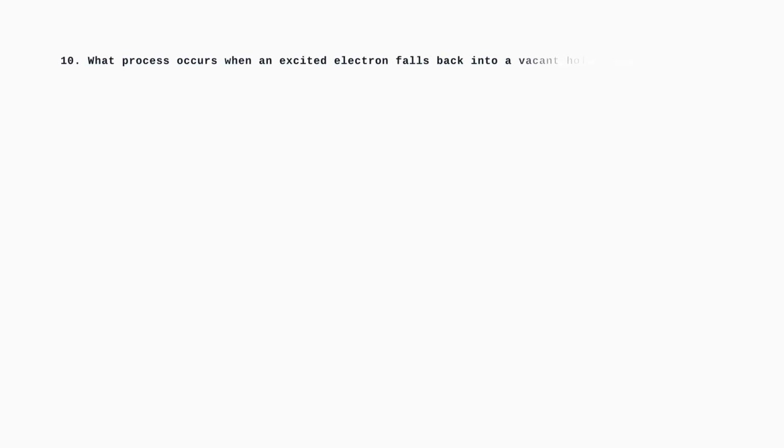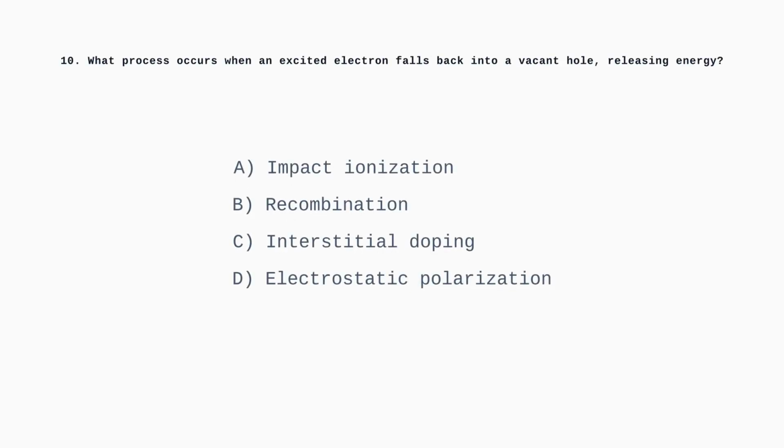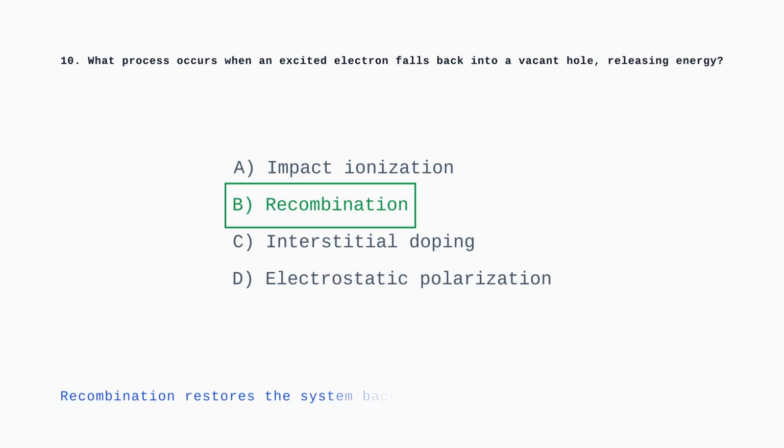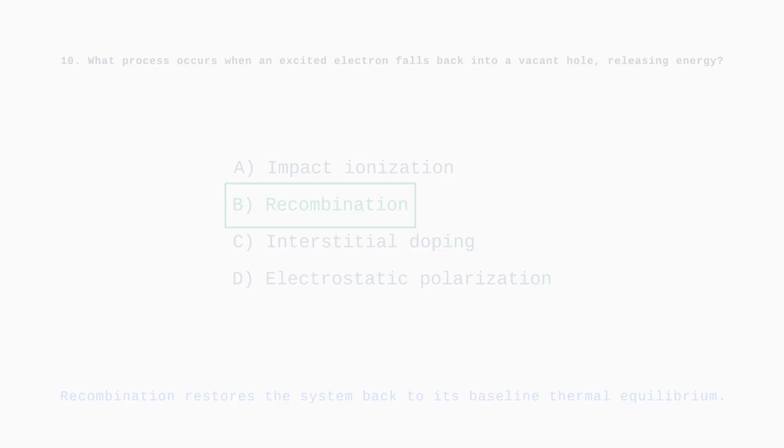Question 10. What process occurs when an excited electron falls back into a vacant hole, releasing energy? Recombination describes the process where a conduction band electron drops into an empty valence band hole, neutralizing both charge carriers.